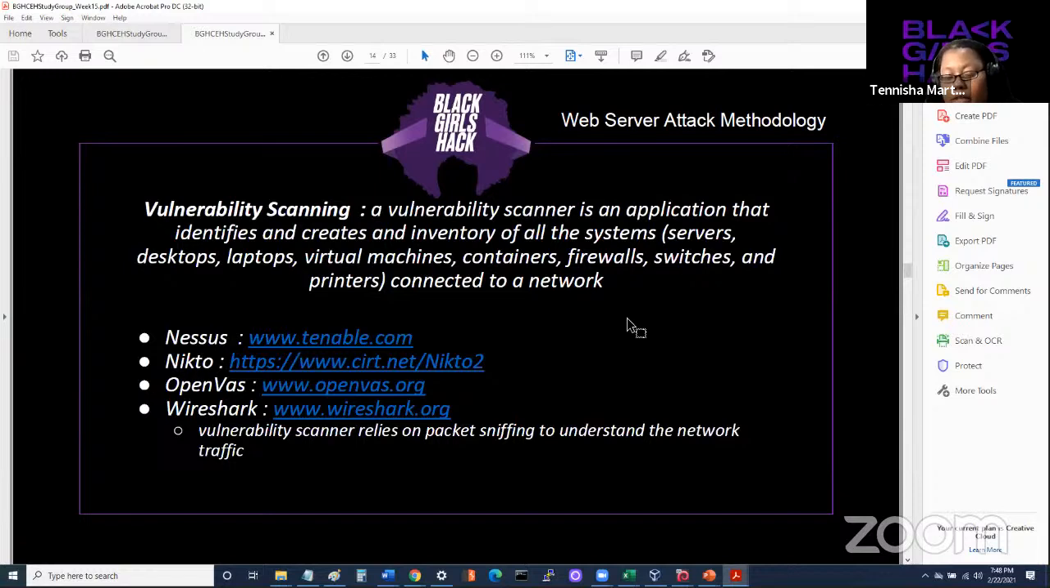Vulnerability scanning. So this is also very important. There are some jobs that just do vulnerability scanning as a part of their day-to-day. A vulnerability scan is an application that identifies and creates an inventory of all the systems connected to the network.